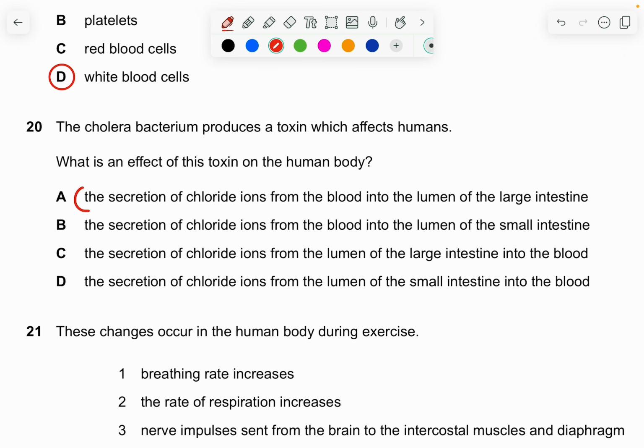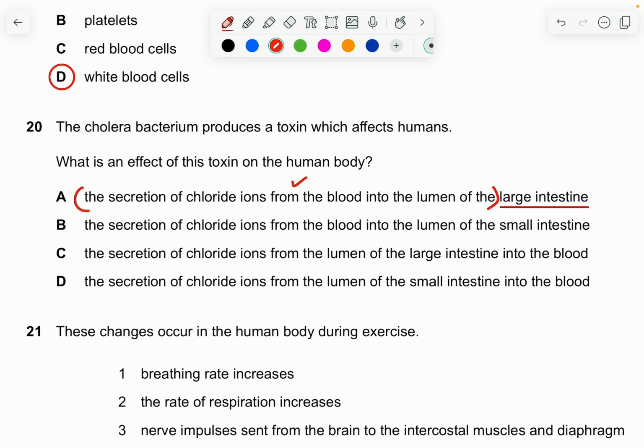So this first part of the sentence is correct, but this one is wrong. Remember, the cholera bacterium, the toxin that is being produced, it always acts on the epithelium walls of the small intestine. Because remember, the small intestine absorbs the most water. So whenever the toxin has been activated, what happens is that the body is unable to absorb water from the lining from where it comes out from the stomach, for example.